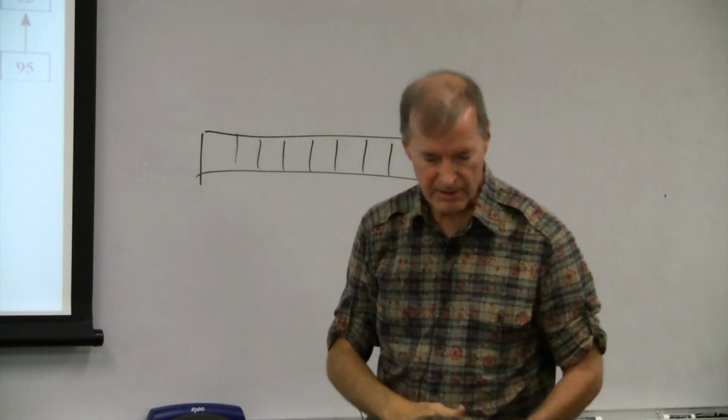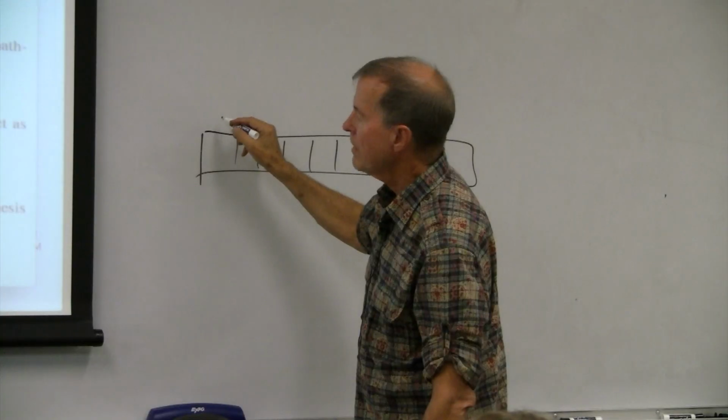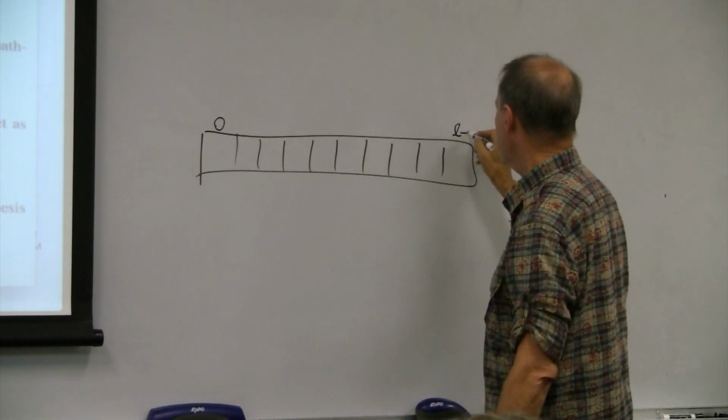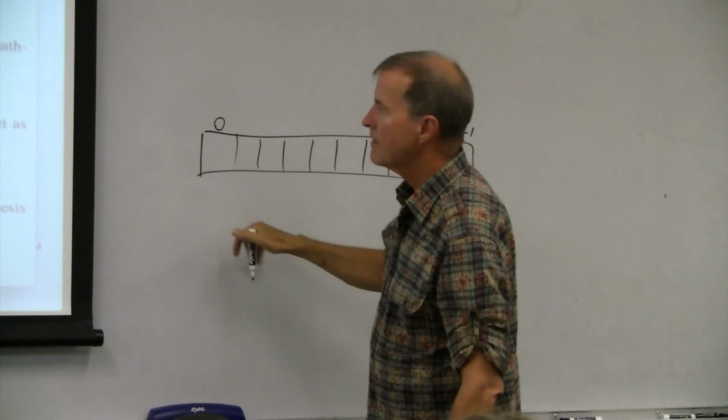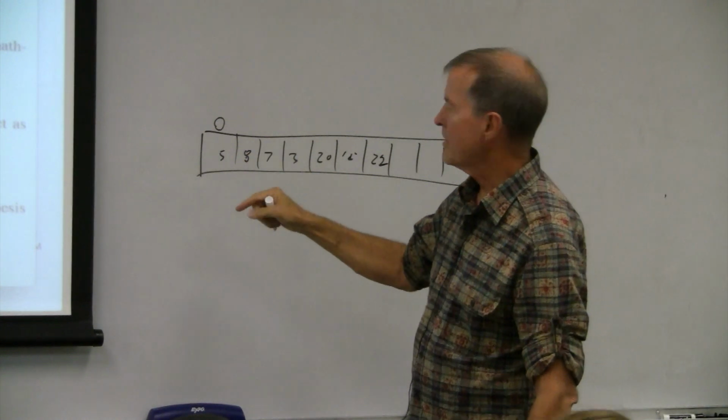Oh yes. Would you like us to talk about that for a second? All right. What was the algorithm? Maybe I can bring it up. This one. Yes. Int sum gets 0, for int j gets 0, j less than length, j plus plus, sum plus gets a sub j. So here's 0, and this is L minus 1, right? And this is like 5, 8, 7, 3, 20, 15, 22, and so on. And what is this loop doing? It's int sum gets 0.